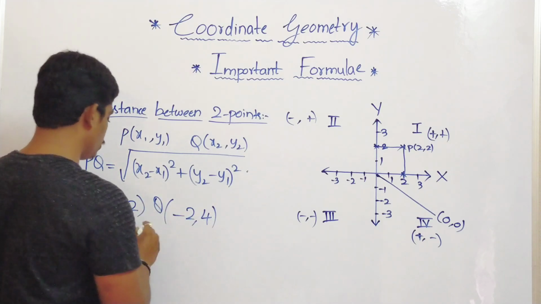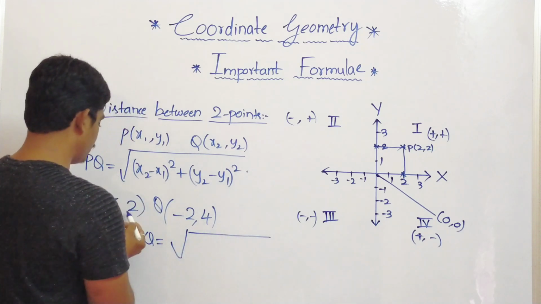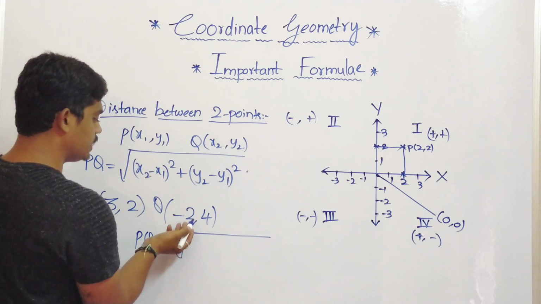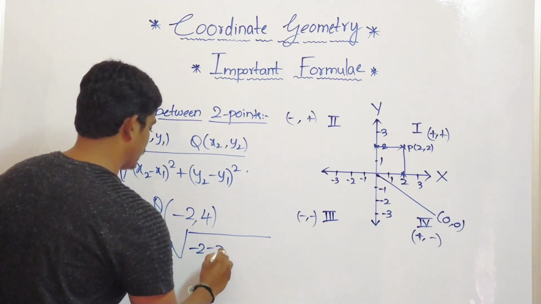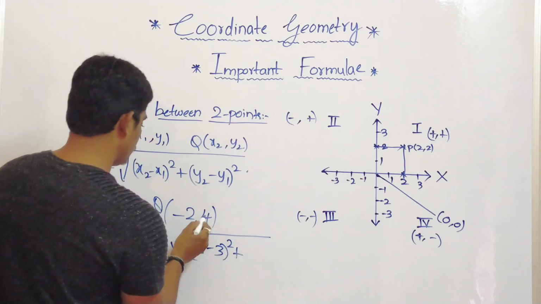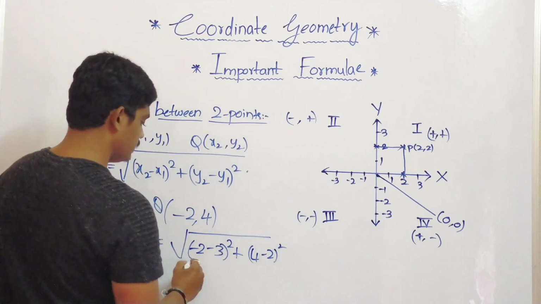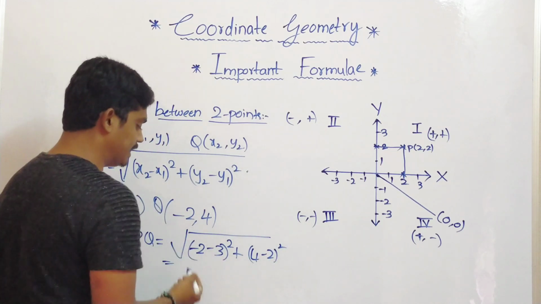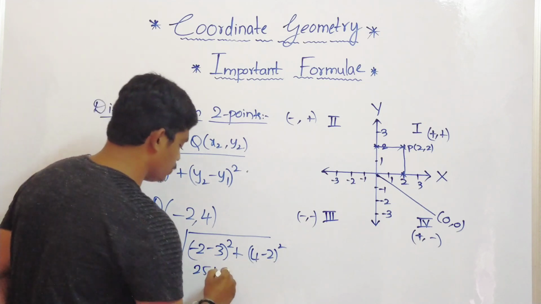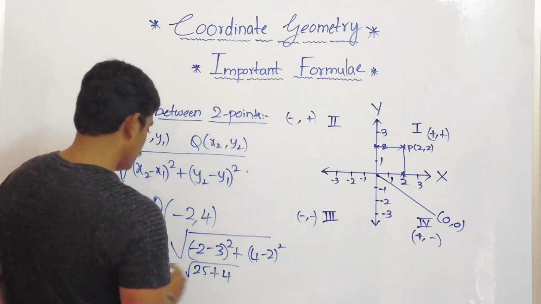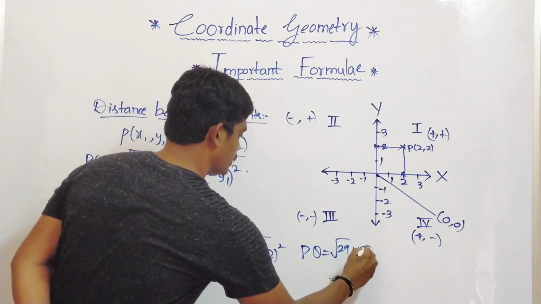So the distance between these two points P, Q is found out as under root of, this is x1, y1, this is x2, y2. So first we take the difference of the x coordinates, which is (minus 2 minus 3) whole square plus (4 minus 2) whole square. So friends, observe, minus 2 minus 3 is minus 5, minus 5 whole square is 25, and 4 minus 2 is 2, 2 square is 4. So the distance between PQ is under root of 29 units.